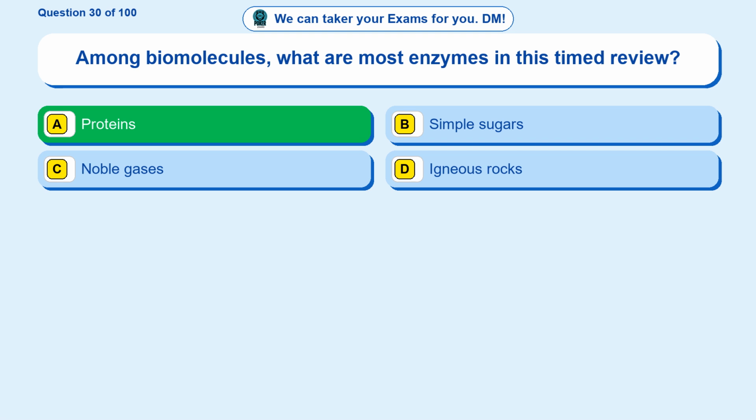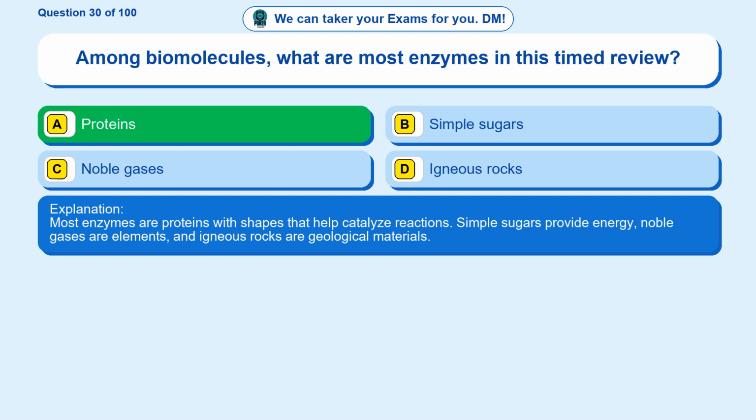Proteins. Most enzymes are proteins with shapes that help catalyze reactions. Simple sugars provide energy, noble gases are elements, and igneous rocks are geological materials.